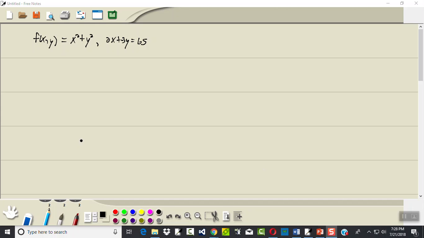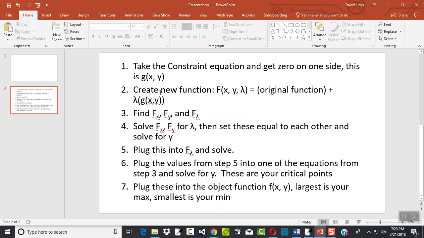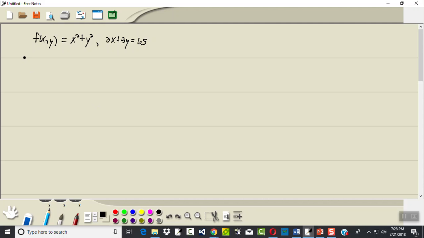Let's take a look at this problem. Our instructions are to minimize according to the constraint, not restraint. Step 1, take the constraint equation and get 0 on one side. So 2x plus 3y equals 65. Take 65 over, and we got that solved for 0. Now this is our g of xy.